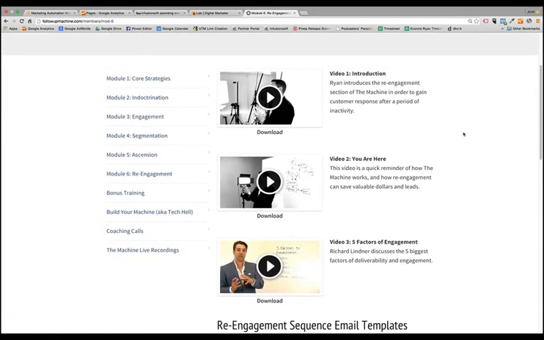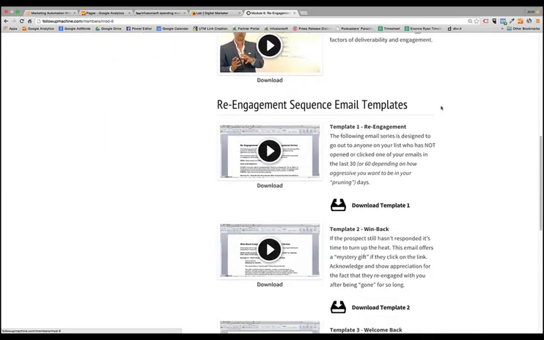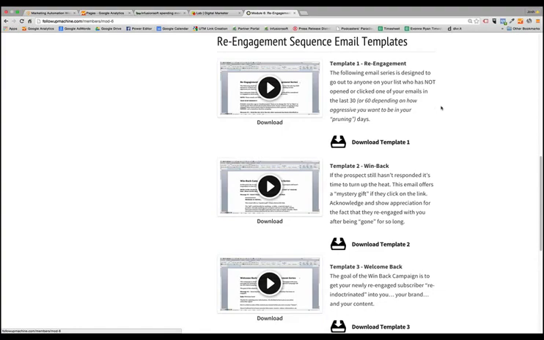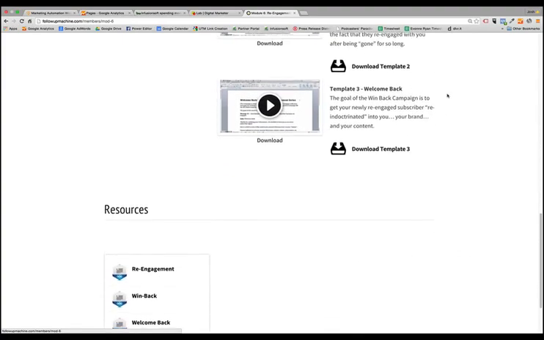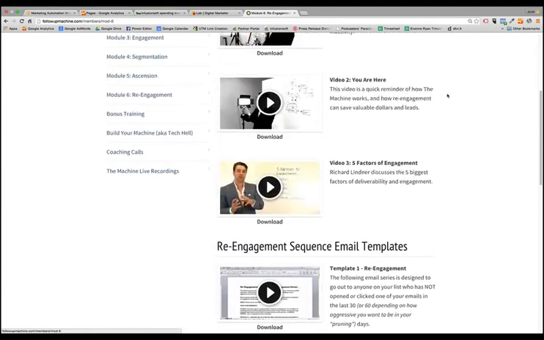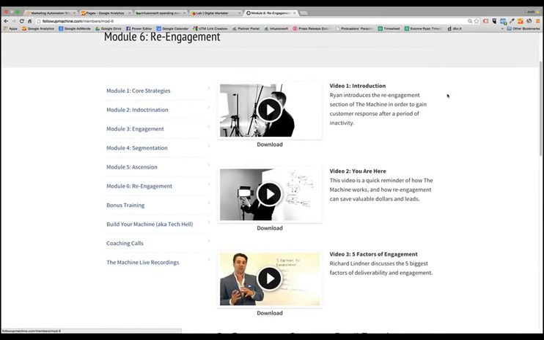So the re-engagement series, they go over again how it works within the overall machine strategy. What is the value of the re-engagement series, how it works. So this way you understand the psychology behind it, and then there are several campaigns here you can use to get people to essentially re-engage. So it's very much along the lines of the title of this section of the machine.